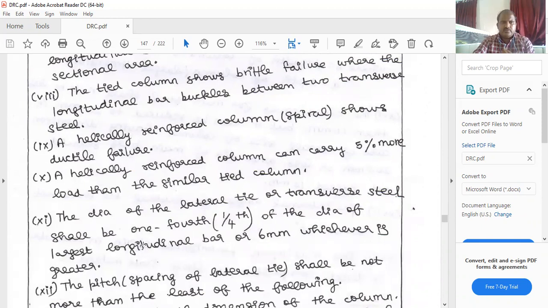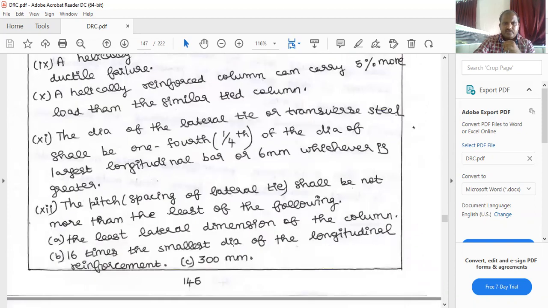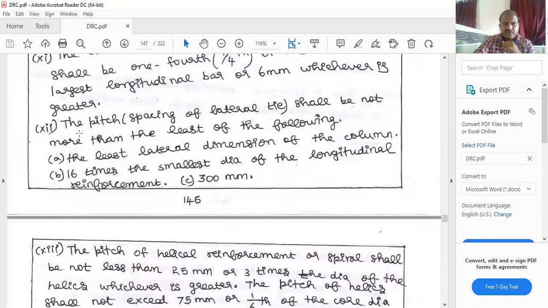The diameter of the lateral tie (transverse steel) shall be 1/4 of the diameter of the largest longitudinal bar or 6 mm, whichever is greater. Next, the pitch or spacing of lateral ties shall not be more than the least of the following: the least lateral dimension of the column, 16 times the smallest diameter of the longitudinal reinforcement, and 300 mm.